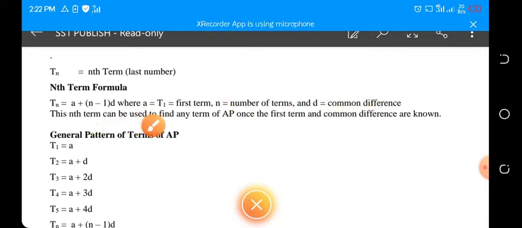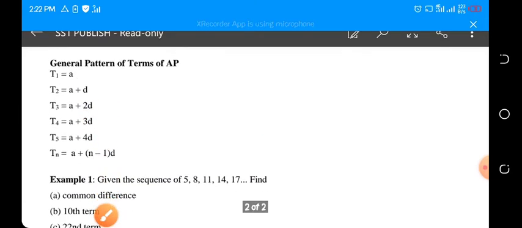And this nth term formula can be used to find any term of an AP, once the first term and common difference are known. Now, there's something called the general pattern, that sometimes when you are familiar with it, you might not need to write the formula. Since you have the general pattern, T1 is A, then T2 will be A plus D, T3 will be A plus 2D, all the way to the last term, Tn equals A plus (n minus 1)D. If you use this formula and the number of the term given to you, you will get any of these. Is that taken?